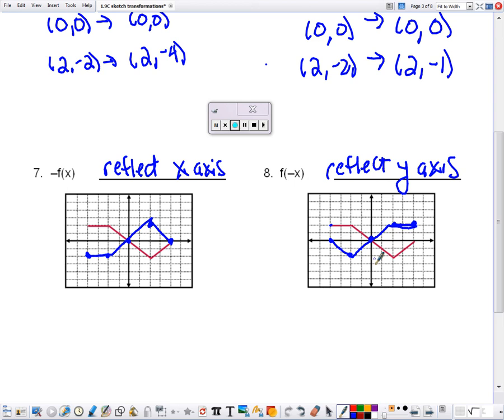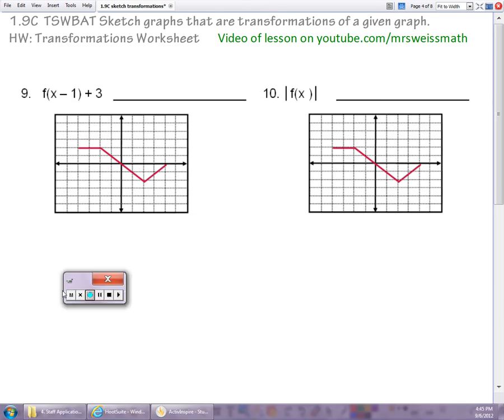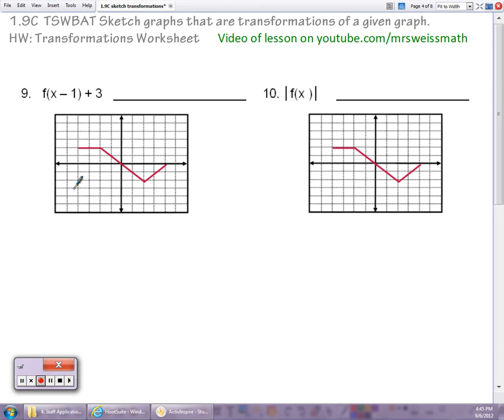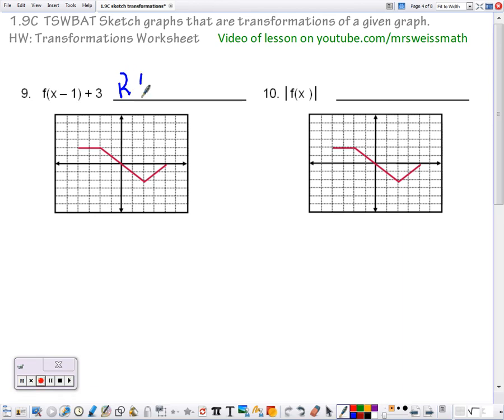Now 9 and 10. 9 is a double transformation. I want you to try this one now. We're going to pause the video so you can do 9. Is right 1 and up 3. So I'm going to go up 3 and right 1 on every point. And connect the dots.